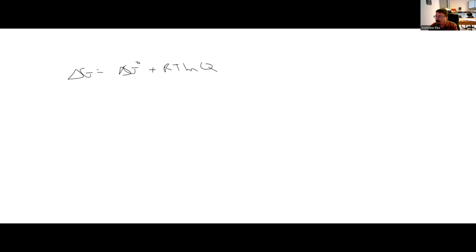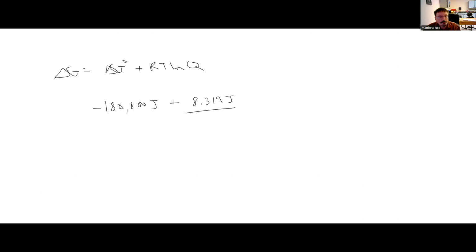Okay, so we're given our standard delta G. Here we go, question 9. So standard delta G is negative 180.8 kilojoules. I'm going to convert that to joules because R has units of joules per mole Kelvin. Our temperature, they tell us, is 298.